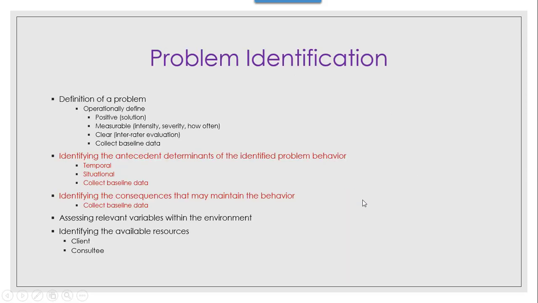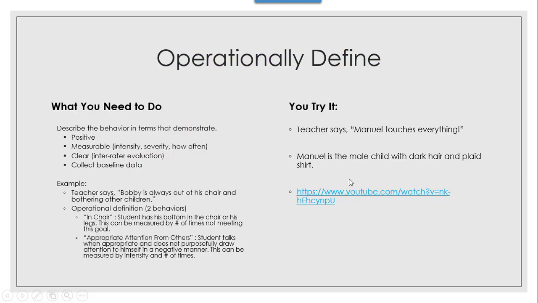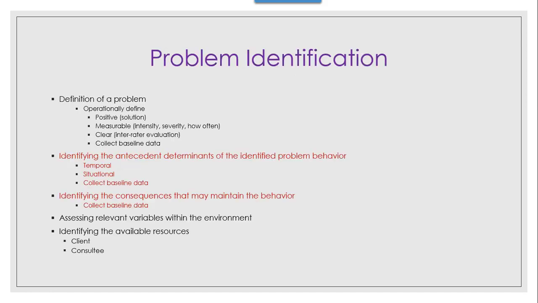Here's the video for Manuel. One of the things I want you to do, in your worksheet, is make sure that whatever you're choosing is something you can observe. If you were to trade it with someone else, they could observe it too and monitor exactly how often or how long something is occurring.